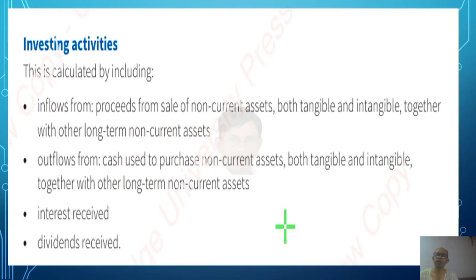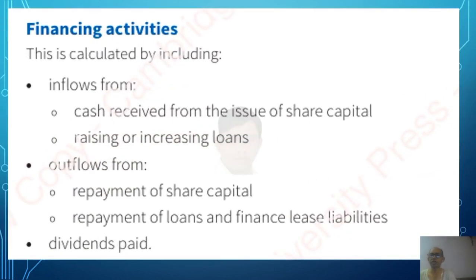Investing activities. This is calculated by including inflows from proceeds from sale of non-current assets, both tangible and intangible, together with other long-term non-current assets. Outflow from cash used to purchase non-current assets, both tangible and intangible, together with other long-term non-current assets. Interest received, dividend received. Financing activities. This is calculated by including inflow from cash received from the issue of share capital, raising or increasing loans, and outflow from repayment of share capital, repayment of loans and finance lease liabilities, dividends paid.